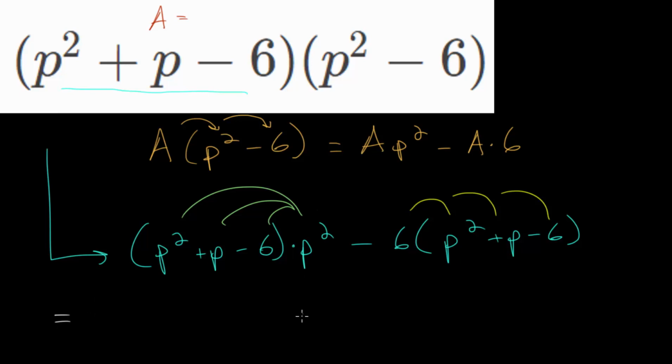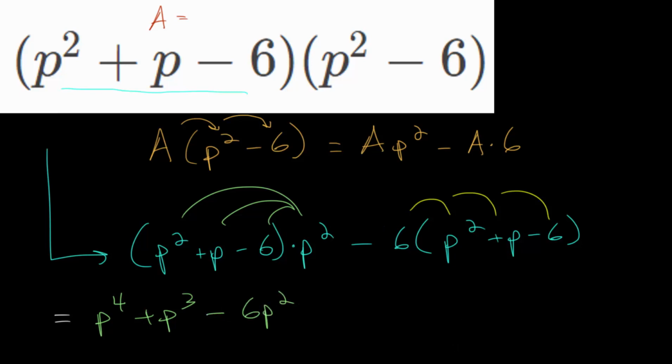So for this multiplication here, this distribution, p squared times p squared, that's just p to the fourth. We have two p's multiplied together, and we're multiplying two more. So in total, we have four p's multiplied together. Now, p times p squared, we would have three p's multiplied together. And minus 6 times p squared would just be minus 6 p squared.